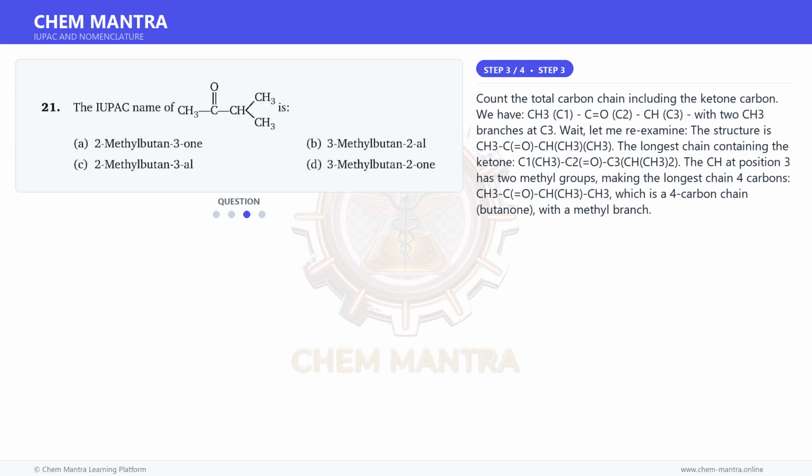The longest chain containing the ketone: C1, CH3, C2, C=O, C3, CH, CH3, 2. The CH at position 3 has 2 methyl groups, making the longest chain 4 carbons, CH3, C=O, CH, CH3, CH3, which is a 4-carbon chain, butanone, with a methyl branch.